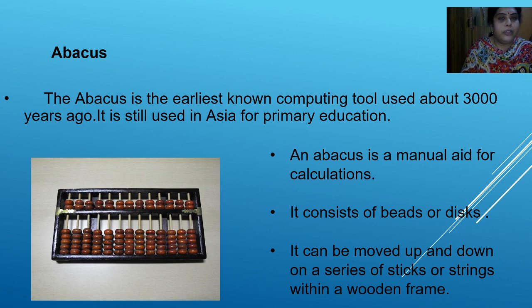The earliest computing machine which was used by man was known as the abacus. The abacus was found around 3000 years ago and it was mainly used for counting. It was used for both addition as well as subtraction.